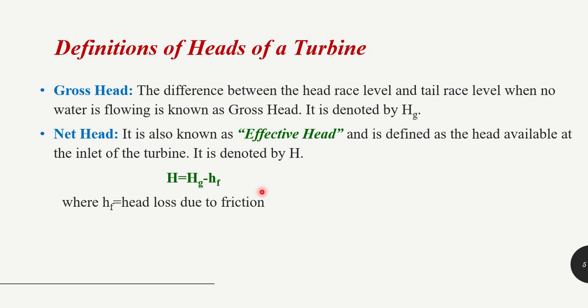So we have gross head and net head. Gross head is the difference between the head race level and the tail race level, and net head is the gross head minus head loss due to friction.